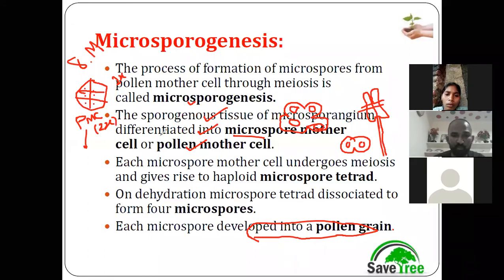Okay, so these pollen mother cells are produced in the microsporangium, and they are involved in the meiotic division. I already told you the differences between meiosis and mitosis. In the meiotic division, the pollen mother cells or microspore mother cells undergo meiotic division to produce four haploid cells. These four haploid cells are called a pollen tetrad.